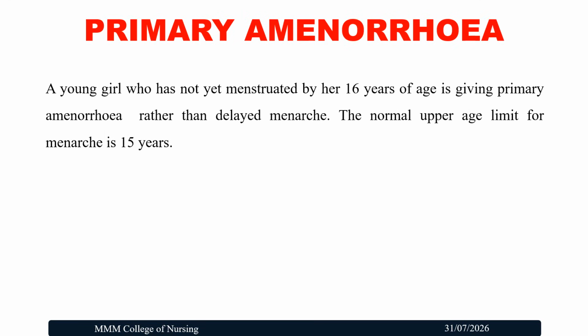First clinical type is primary amenorrhea. A young girl who has not yet menstruated, even if she is 16 years of age, we call it primary amenorrhea rather than delayed menarche. According to the WHO, the normal upper age limit for attaining menarche is 15 years.